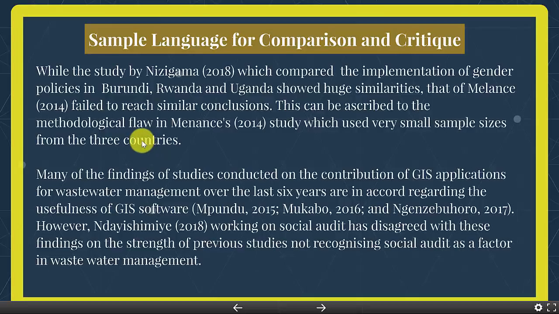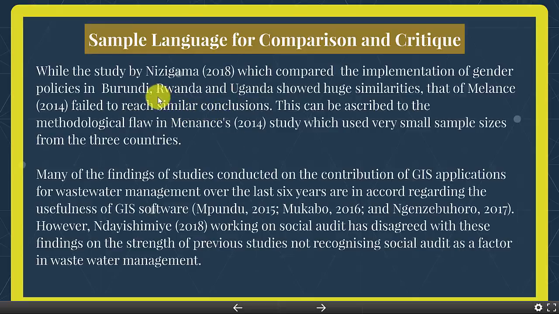So let's look at it. While the study by Nizigama 2018, which compared the implementation of gender policies in Burundi, Rwanda, and Uganda, showed huge similarities, that of Melan's 2014 failed to reach similar conclusions. This can be ascribed to the methodological flaw in Melan's 2014 study, which used very small sample sizes from the three countries. So you can see here, we have synthesized, we have critiqued, and we have explained.